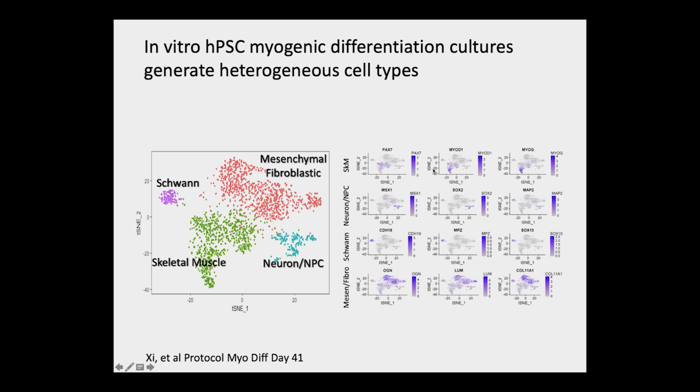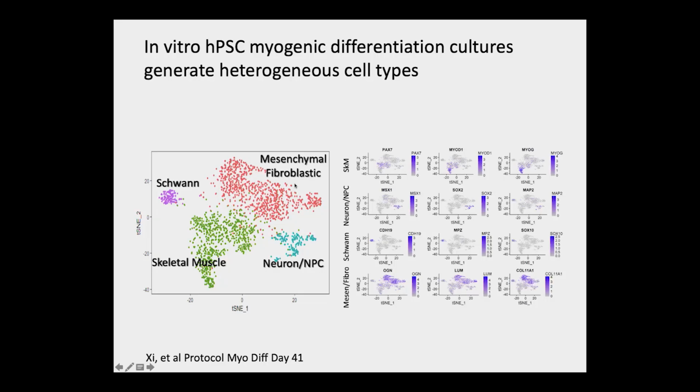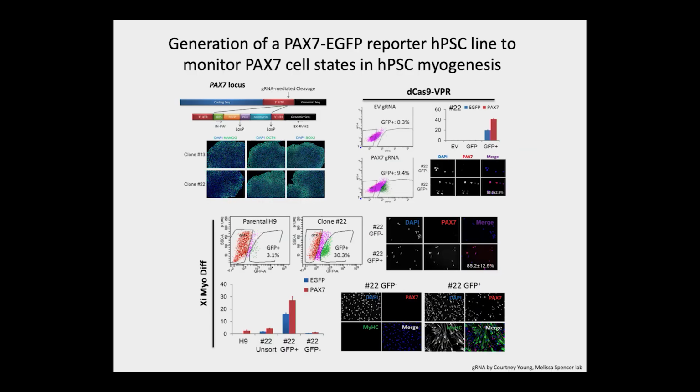Notice that a lot of the same markers are on in the same populations, right? So I would argue very different than adult. And we don't know a lot of times what these other clusters are, but we group them as mesenchymal fibroblasts. We haven't really dug into that population in great detail, but we hope to.